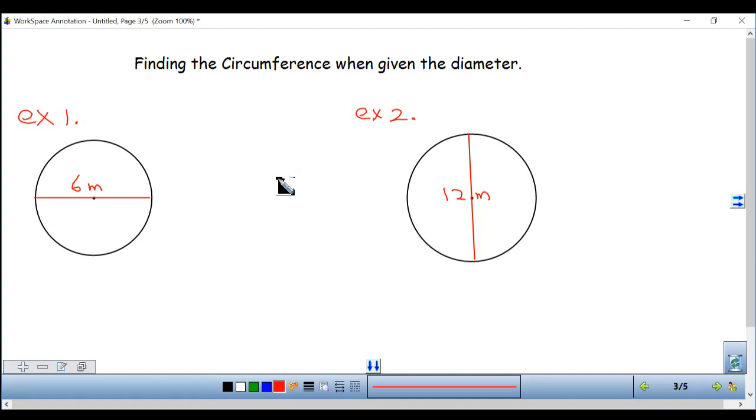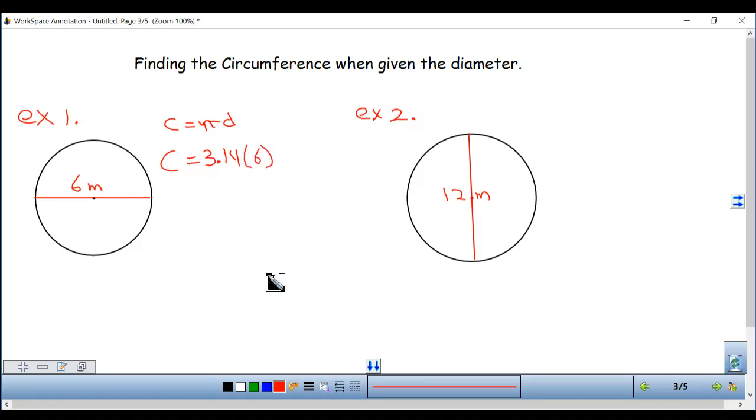So we're going to find the circumference when we're given the diameter. So here we have the diameter, and we're always going to write our formula, no matter what. We want to find circumference, so C equals pi times diameter, and we're going to plug in what we have. We do not know the circumference, so we bring down the C. We know pi is 3.14, and the diameter we do have, it tells us it is 6.